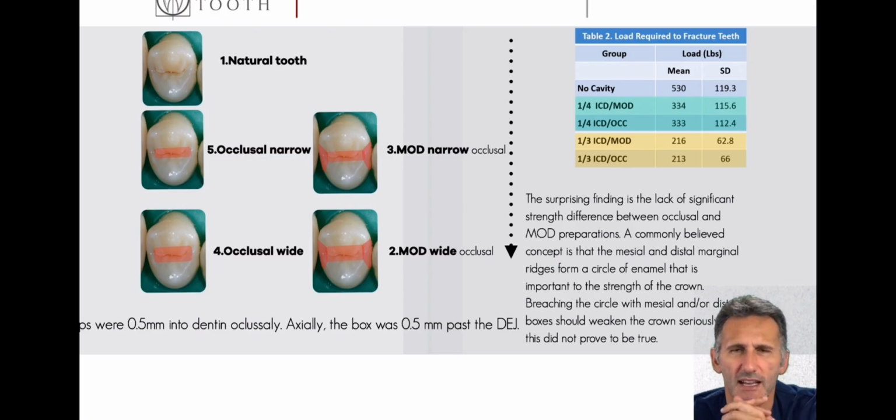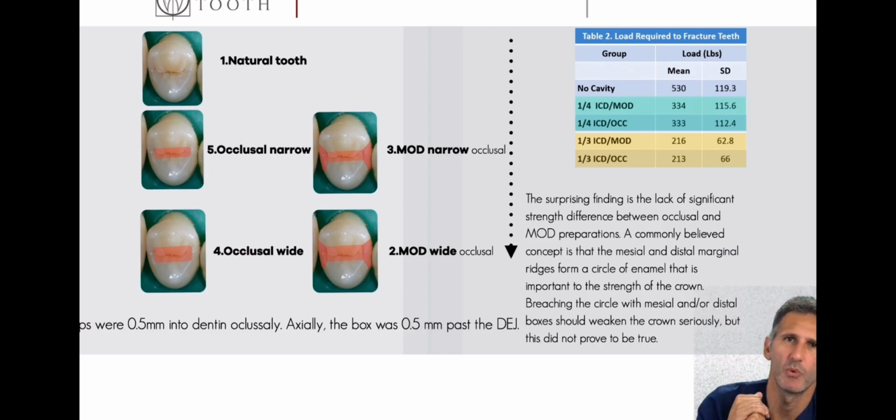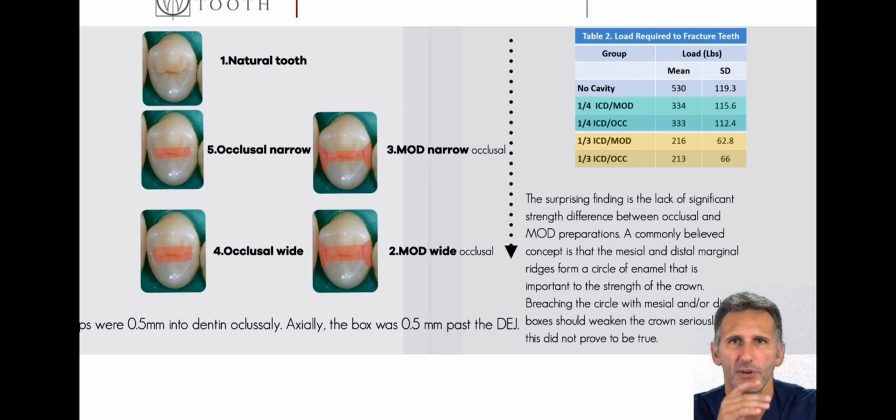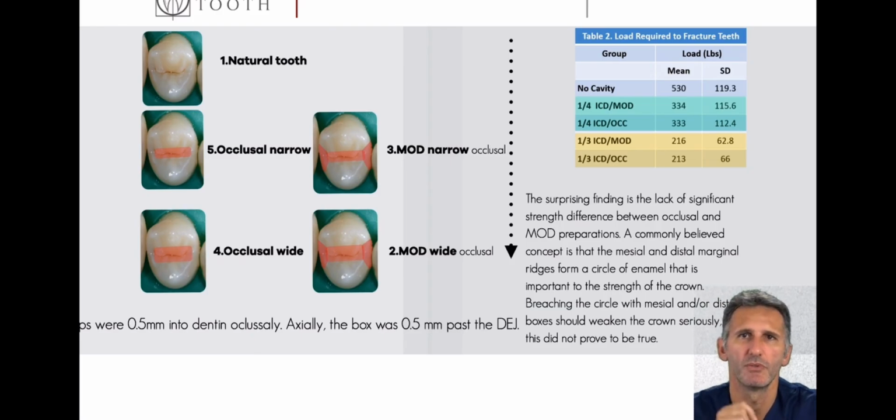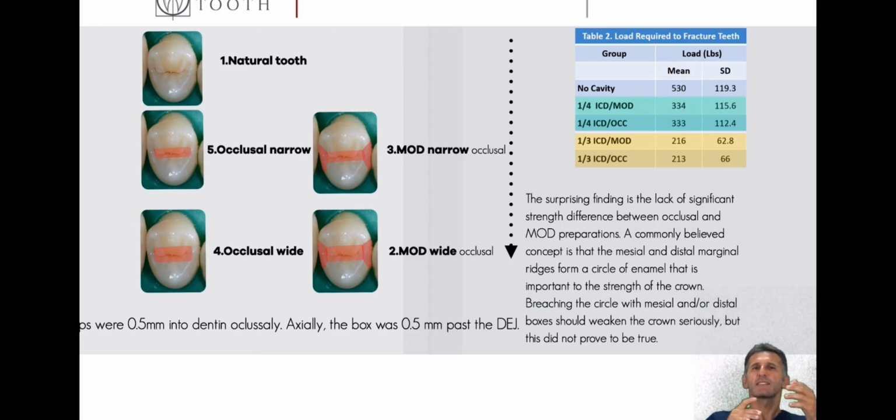Even the authors of this study were amazed by the result. In fact, they wrote that the surprising finding is the lack of significant strength difference between the occlusal and MOD preparations. A commonly believed concept is that mesial and distal marginal ridges form a circle of enamel that is important to the strength of the crown. Breaching the circle with mesial and or distal boxes should weaken the crown seriously, but this did not prove to be true. So we see from this study that the most important factor is the width of the occlusal cavity.